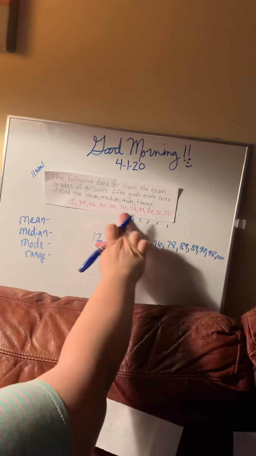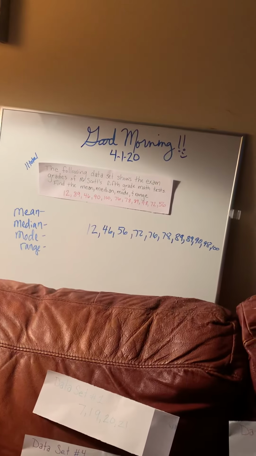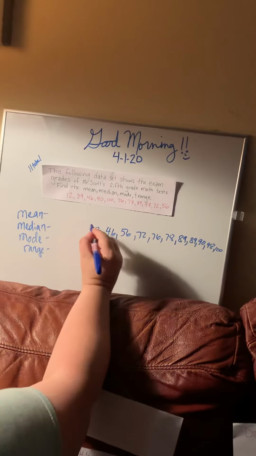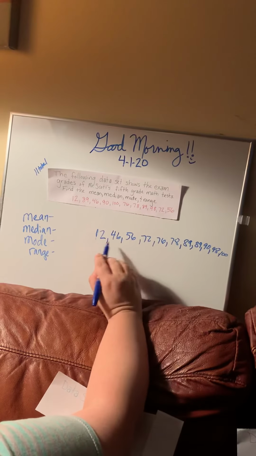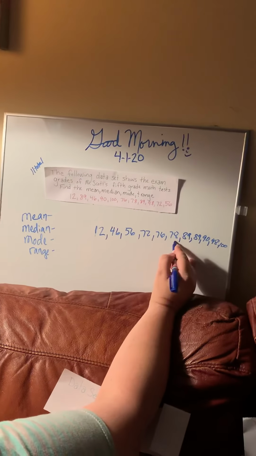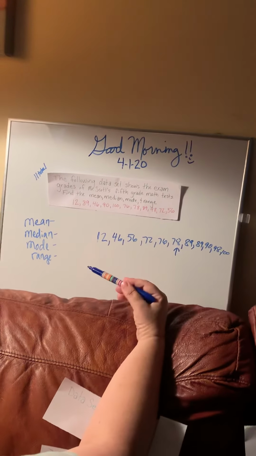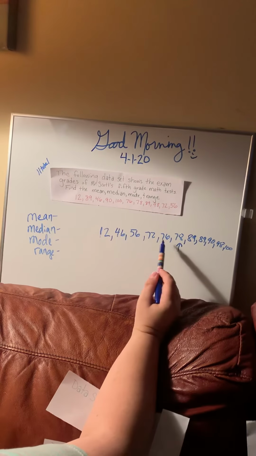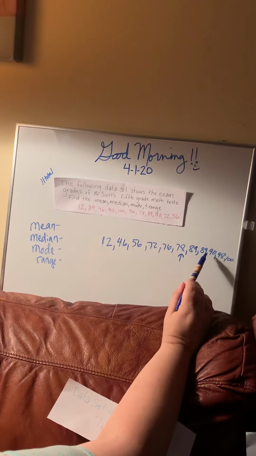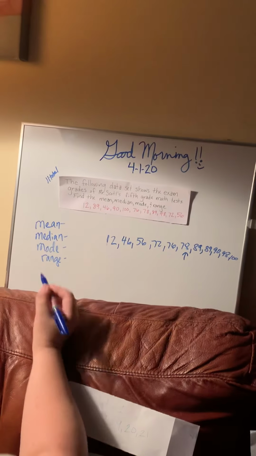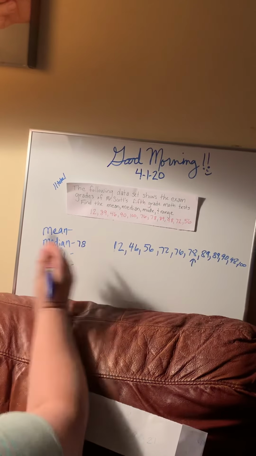I'm gonna erase those marks for now. We don't need them. All right. So since we have 11 total, that means that the sixth number, 1, 2, 3, 4, 5, 6, is going to be right in the middle. Let's double check and make sure that we have 5 numbers above and 5 numbers below. 1, 2, 3, 4, 5. 1, 2, 3, 4, 5. We do, so that means that we have found our median, which is 78.